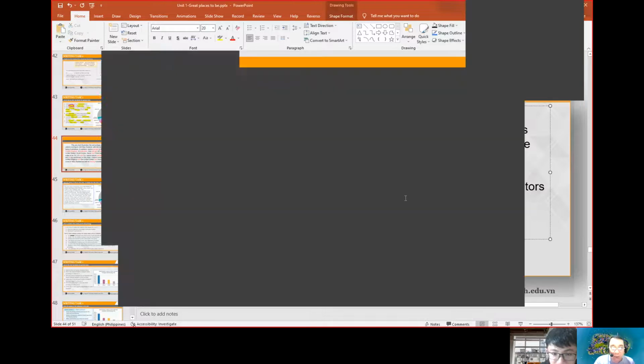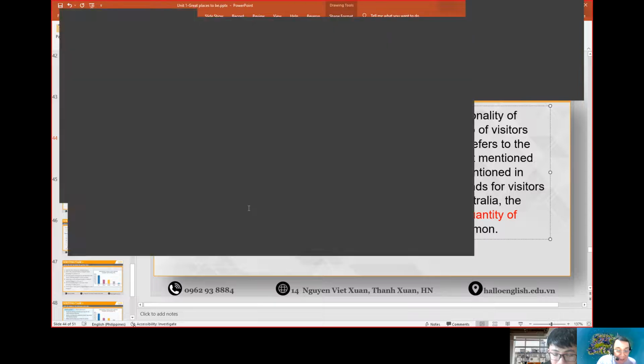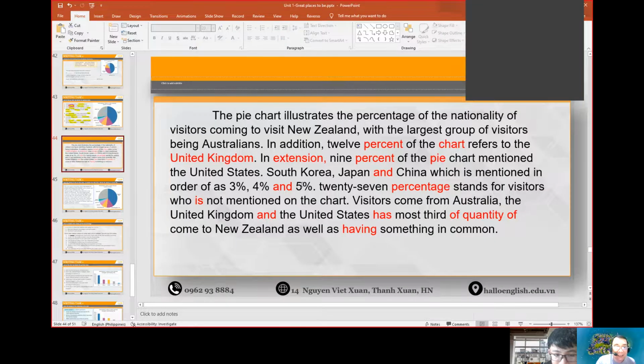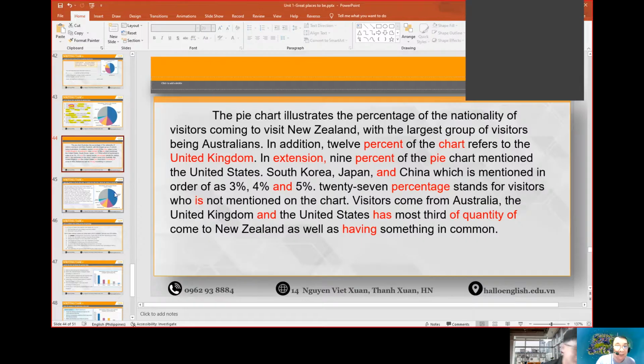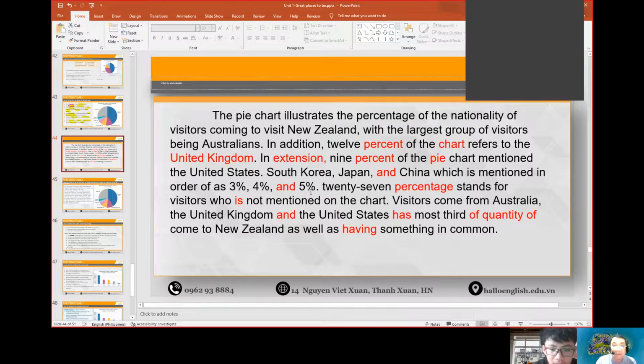And then maybe we can add the: 9% of the pie chart mentioned the United States. So we need to put the again, the United States, South Korea, Japan, and China, so we need to put a comma here, Koi. So, South Korea, Japan, comma, and China, which is mentioned in order as 3%, 4%, and comma. So we need to put a comma in there. 4%, comma, and 5%.